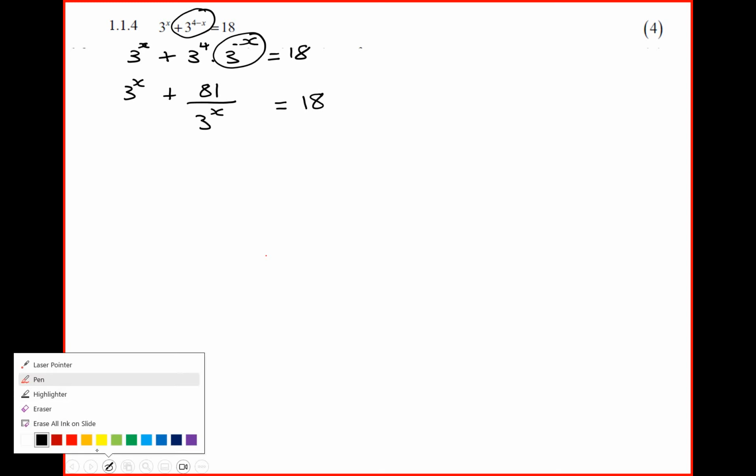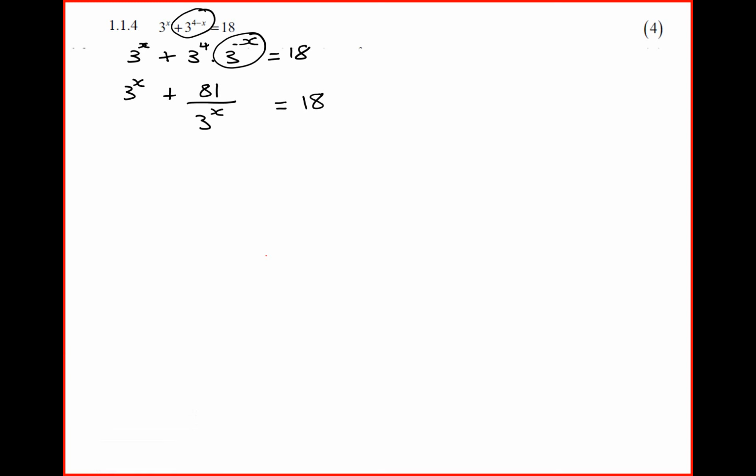So the first thing I'm going to do here is split up the second term. We're going to write that as 3 to the power 4 times 3 to the power minus x, which is equal to 18. In the next step, we know 3 to the power 4 is 81, and the exponent is negative, so we take it to the denominator, and it becomes 81 over 3 to the power x, which is equal to 18.